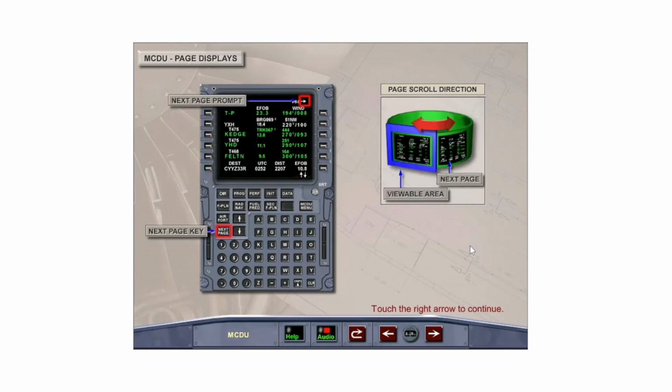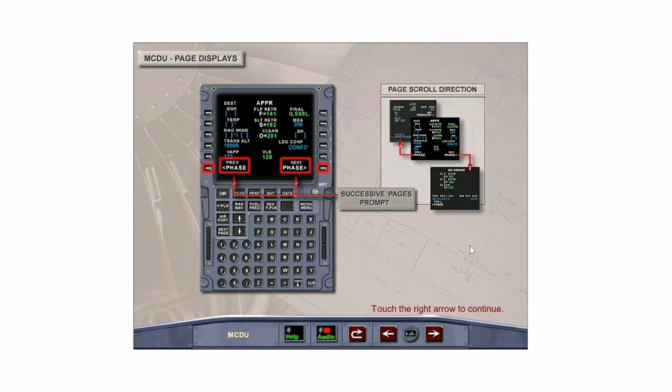The second type displays a horizontal arrow prompt in the top right corner of the page when information is displayed on 2 consecutive pages. Pressing the next page key will sequence the pages. The third type displays a caret or star prompt when successive pages containing different types of information are available. Pressing the line select key adjacent to the prompt will access the required page.